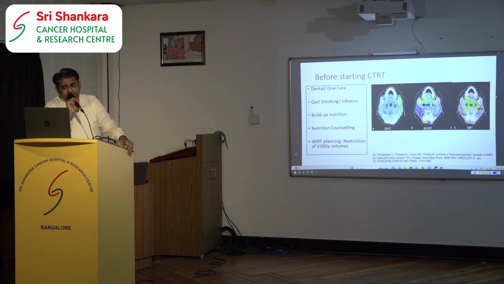Before starting CTRT, do a thorough dental checkup and oral care. If a patient is a smoker, ask him to quit smoking and tobacco, build up his nutrition, and radiation oncologists should also think about the IMRT planning volumes for organs at risk.